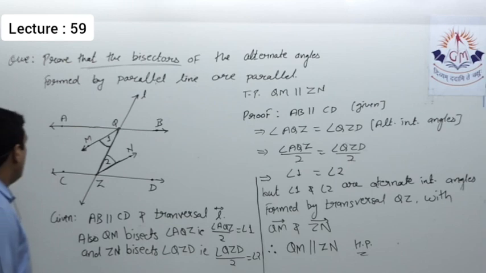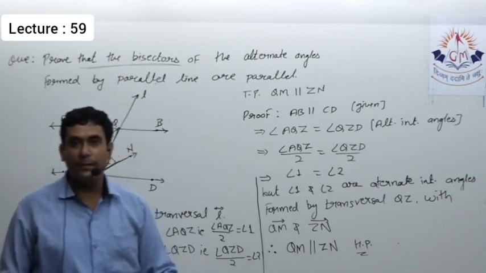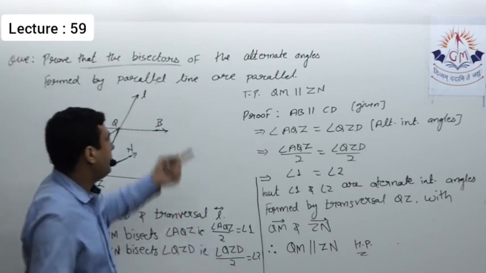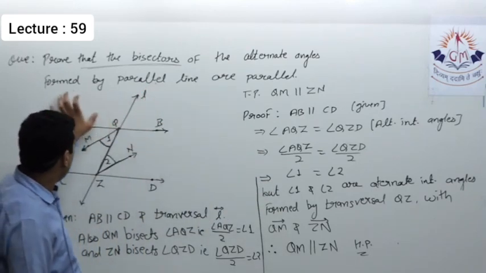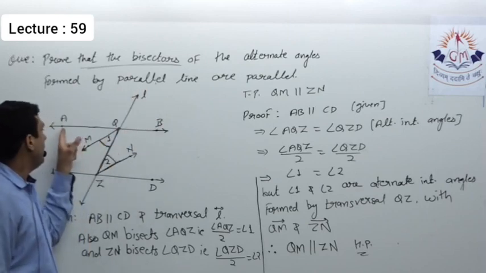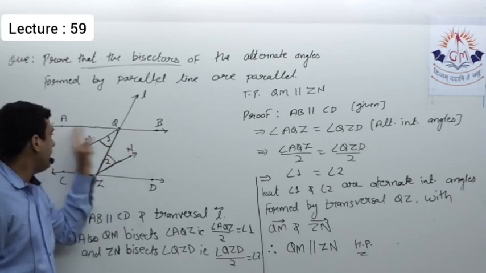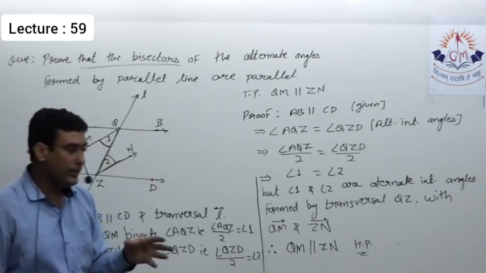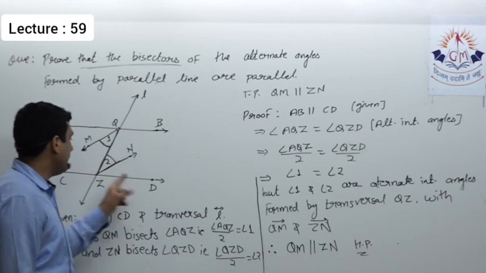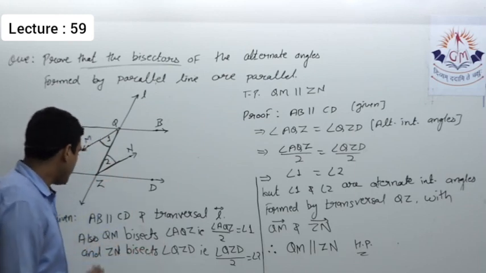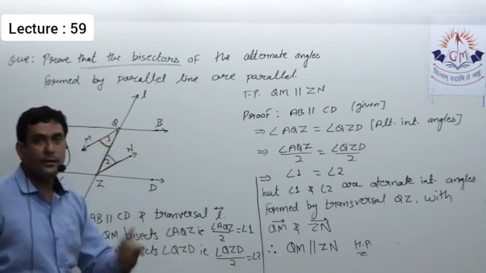Okay, so once again we'll see the question. What we have to prove? We have to prove bisectors are parallel. Bisector of what? Bisector of alternate interior angles. These alternate interior angles are formed by parallel lines. That means AQZ and QZD are alternate angles formed by parallel lines AB and CD. So AB is parallel to CD, it is given, and transversal L makes angles AQZ and QZD, which are equal. So now we have to prove that the bisectors of these, QM and ZN, are parallel.